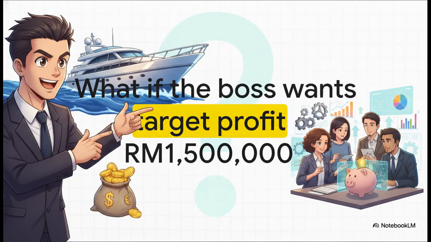Now let's change things up. Imagine the boss walks into the office on Monday morning and says, "Hey, breaking even is cute and all, but I want to buy a yacht this year. I want a target net profit of 1.5 million ringgit." How in the world do we adjust our formula when NP is no longer 0, but a massive 1.5 million?